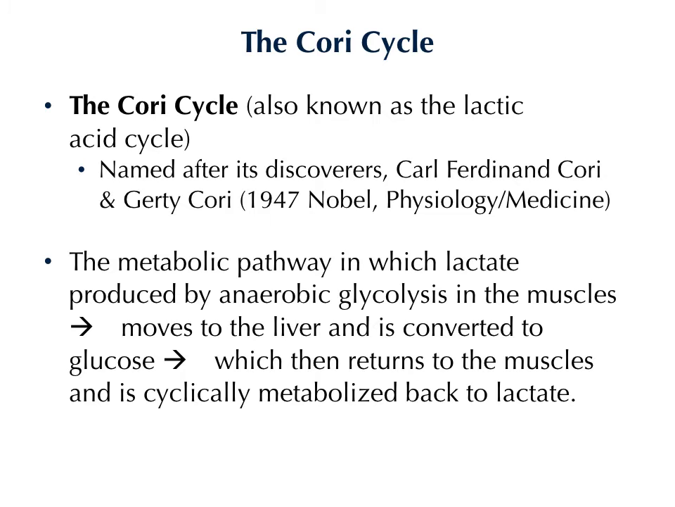So the Cori cycle is the metabolic pathway in which lactate is produced by anaerobic glycolysis in the muscles, and then that lactate moves from the muscles to the liver.